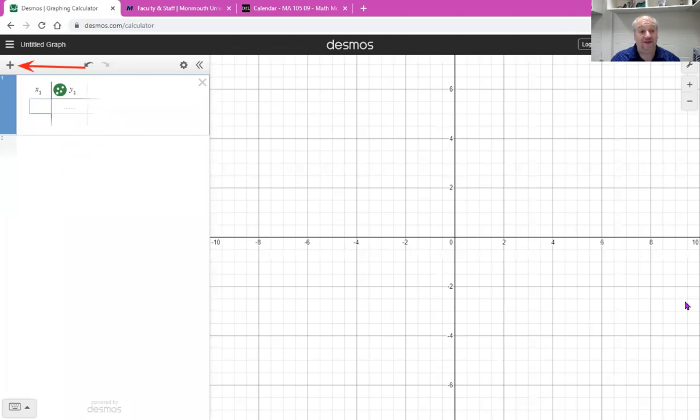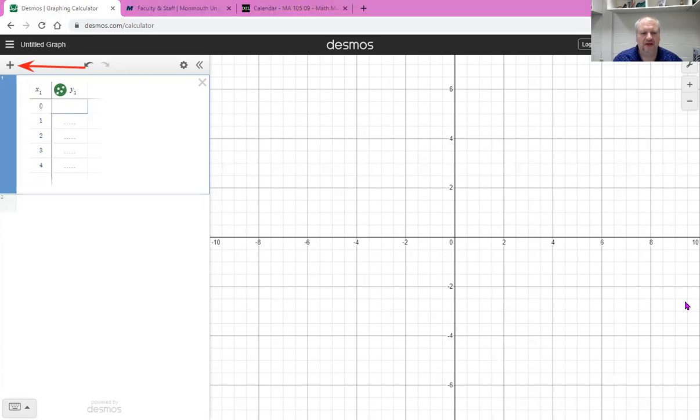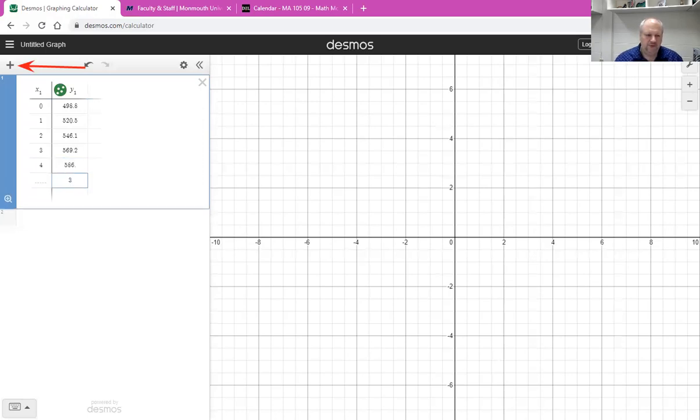Here's a table. What data would you like to enter? So I'm going to go and get the data. In the X values, it's 0 through 4. Y values are going to be 498.8, 520.5, 546.1, 569.2, and 586.3.